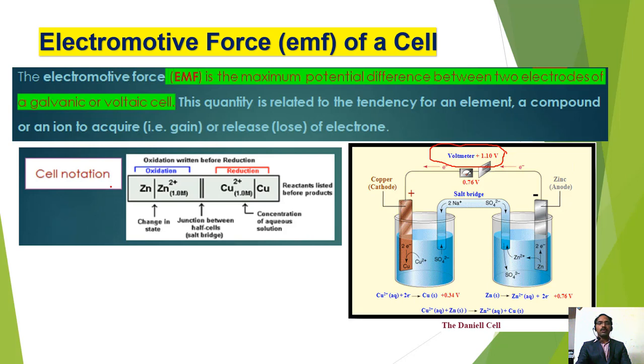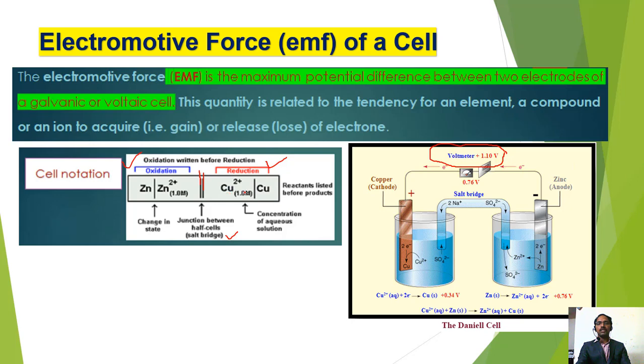Then, cell notation. How to write cell notation? In the cell notation, the middle part, the double slash, indicates a salt bridge. The right side, generally, we write the reduction half cell, and on the left side we write the oxidation half cell. Right for reduction; if you remember right for reduction, obviously left is oxidation.